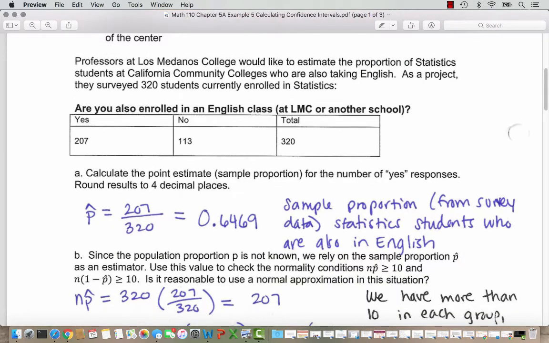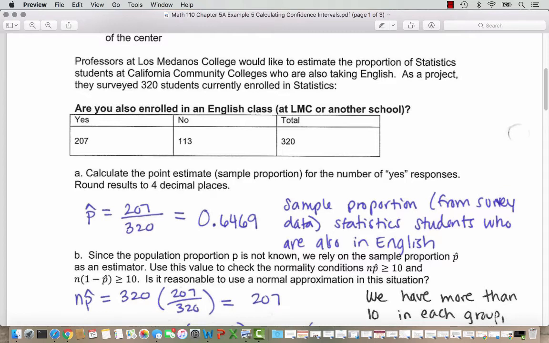Professors at Los Medanos College would like to estimate the proportion of statistics students at California community colleges who are also taking English. As a project, they surveyed 320 students currently enrolled in statistics. Here's the data. You can see students were asked, are you also enrolled in English class at LMC or another school? 320 students total were surveyed. 207 said yes, they were enrolled in an English class, and 113 said no, they were not.